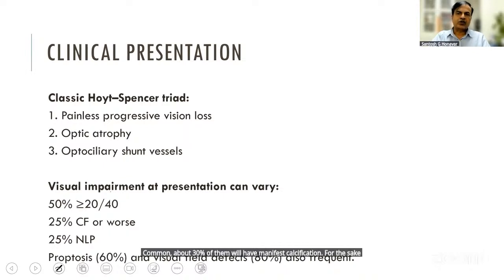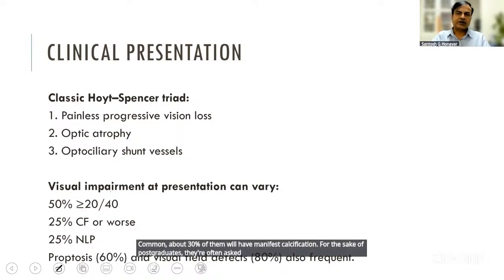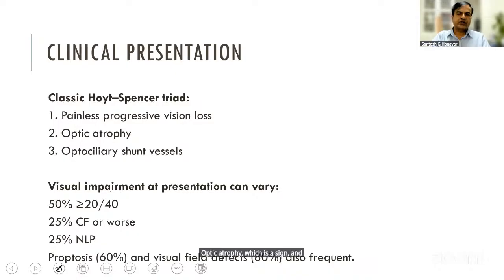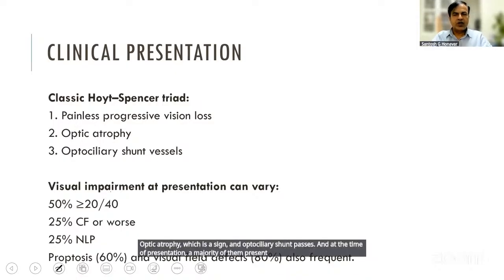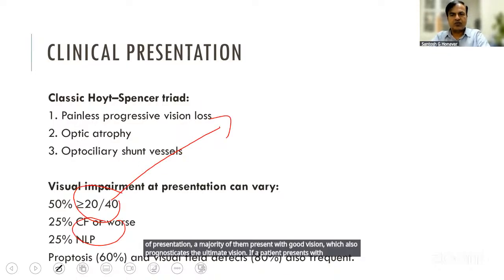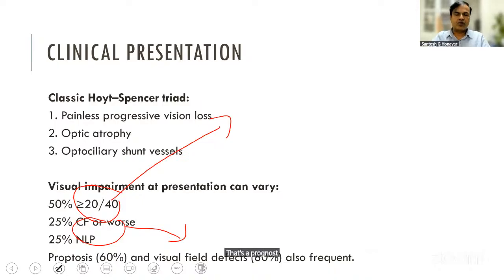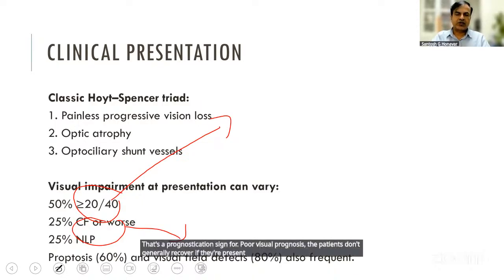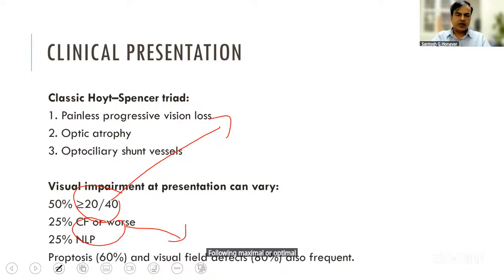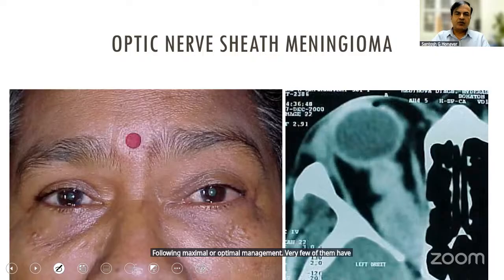For the sake of postgraduates, they're often asked about the Hoyt-Spencer triad. It's a triad of painless progressive visual loss, which is a symptom, optic atrophy, which is a sign, and optociliary shunt vessels. And at the time of presentation, a majority of them present with good vision, which also prognosticates the ultimate vision. If a patient presents with poor vision, that's a prognostication sign for poor visual prognosis. The patients don't generally recover if they present with poor vision, except in exceptional situations following maximal or optimal management. Very few of them have severe proptosis.